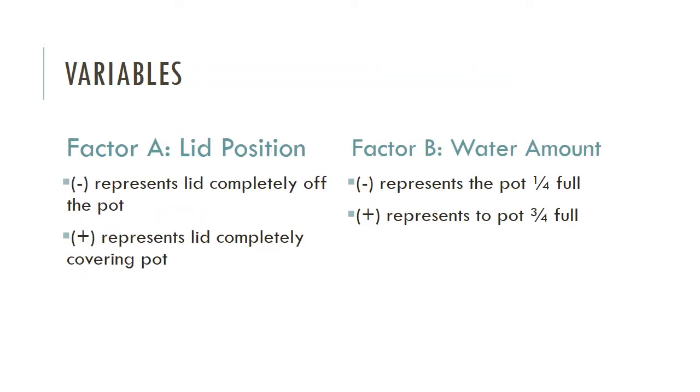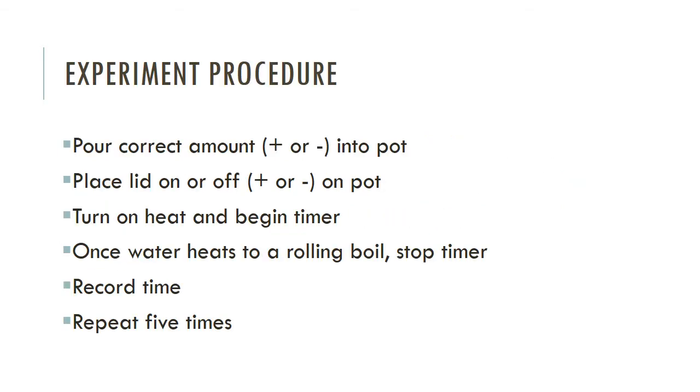So for our variables, our factor A was the lid position, with negative representing the lid being off and positive representing the lid completely covering the pot. And our second factor, factor B, has a negative representing a 1/4 full pot and a positive sign representing a 3/4 filled pot.